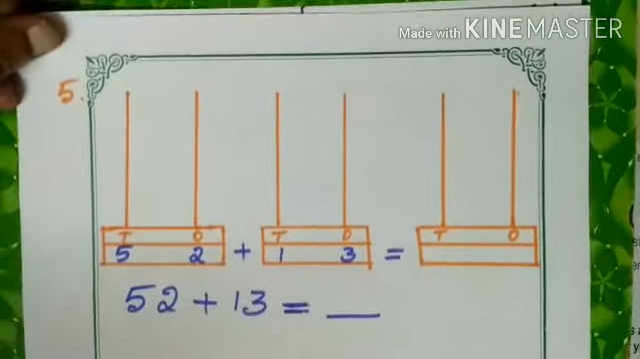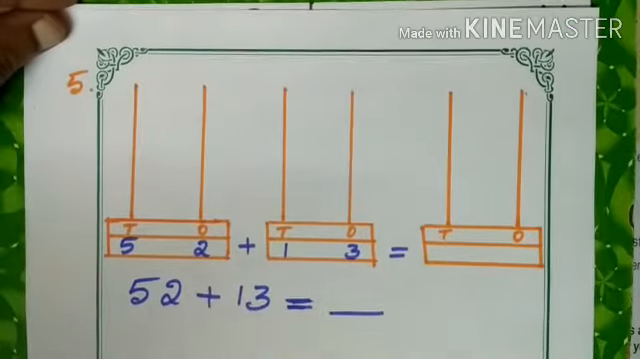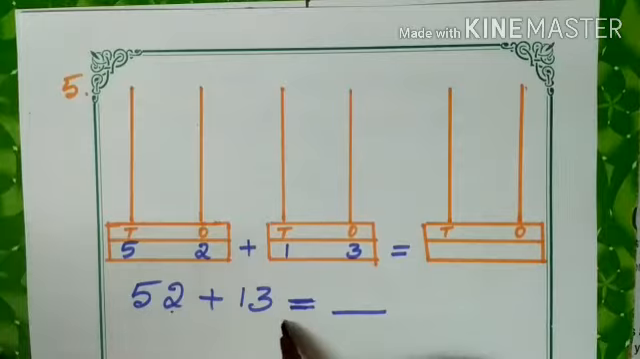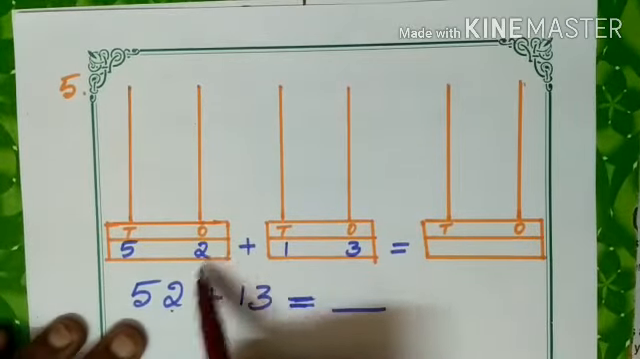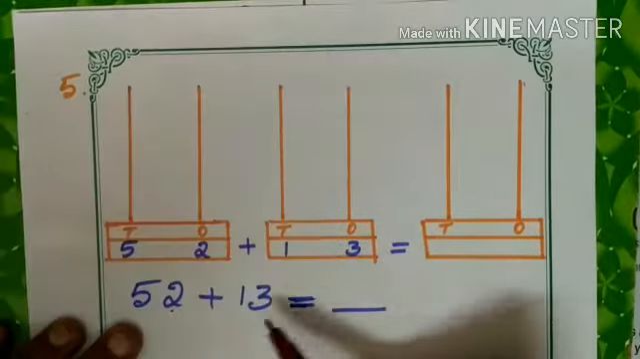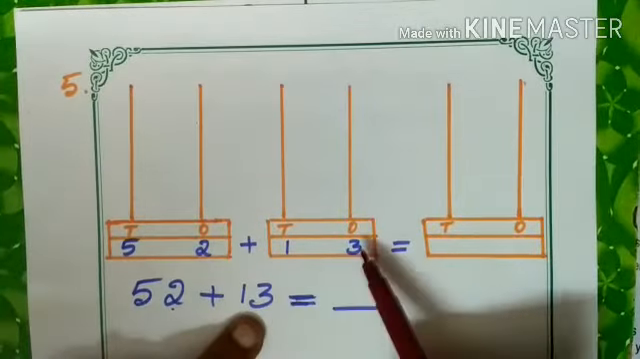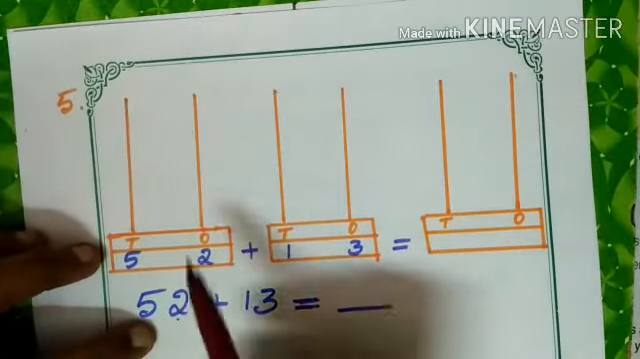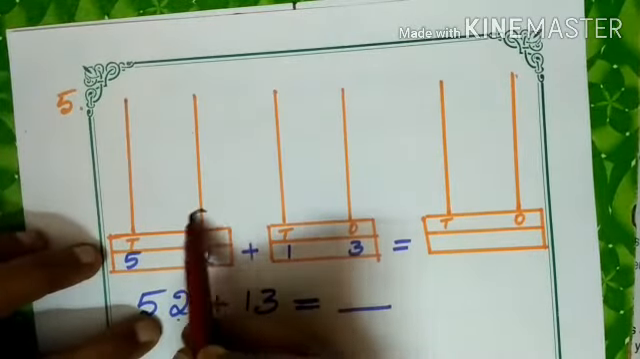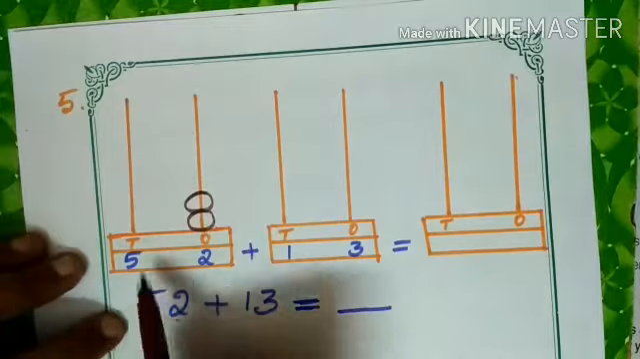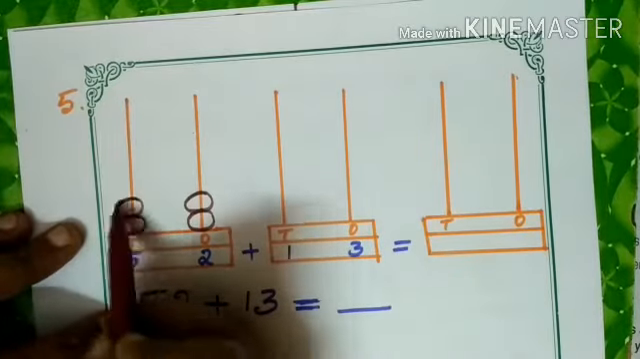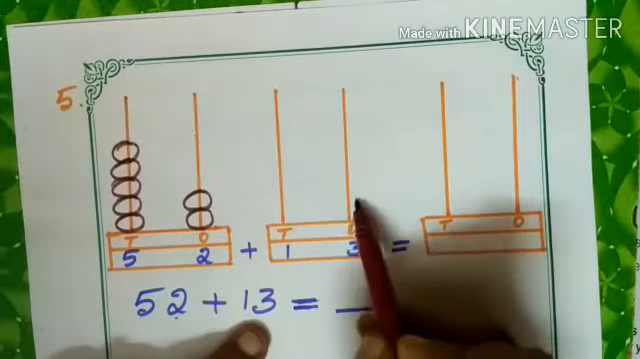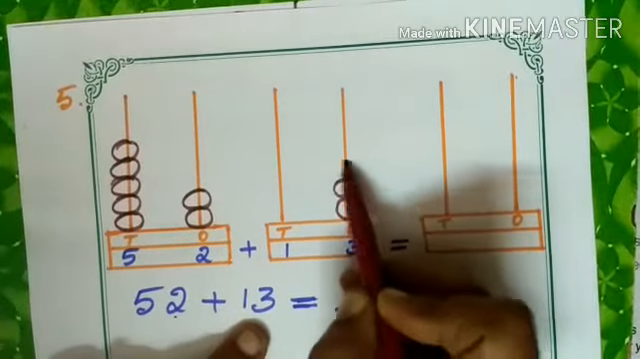Next one is the fifth sum. Here we have to find out 52 plus 13. 52, write as it is. 2 is in 1's place, 5 is in 10's place, and in 13, 3 is in 1's place, 1 is in 10's place. Now we will write here 2 beads, 1, 2, and 5 means 5 beads. 1, 2, 3, 4, 5. In this one, 3 means you have to write here 3 beads.